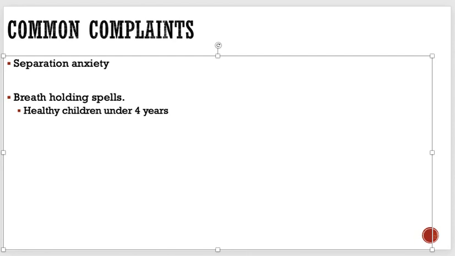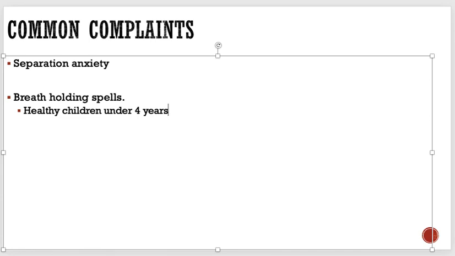Now when they hold their breath, sometimes they turn blue, or become cyanotic, which is very common. And that cyanotic type of breath holding spell is usually associated with anger or frustration.